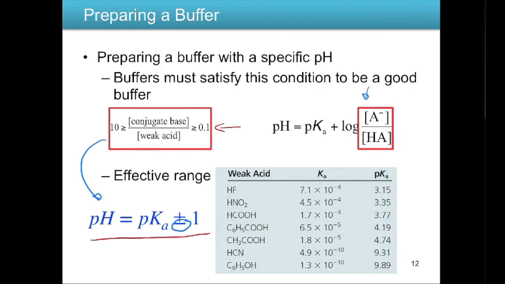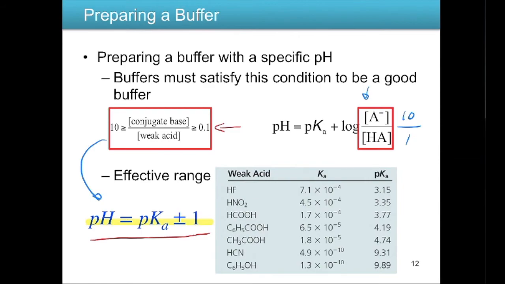Now if we reverse this and we use a ratio of 10 to 1, so 10 times more base than there is acid, the log of 10 is +1. So that is the plus in the pKa plus or minus 1. Okay, so as long as the acid and the base are within a factor of 10 from each other, then it's going to be a good buffer because it satisfies this criteria here at the bottom, pH equals pKa plus or minus 1.